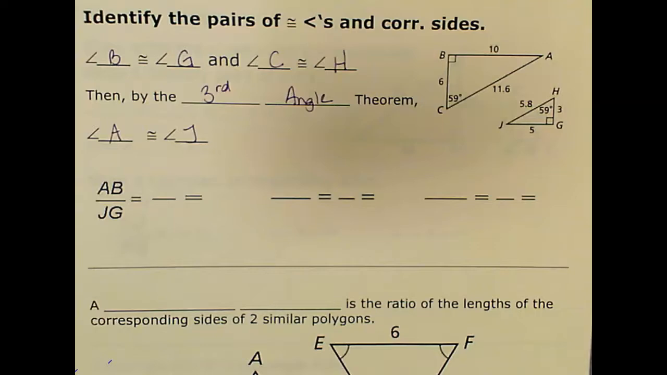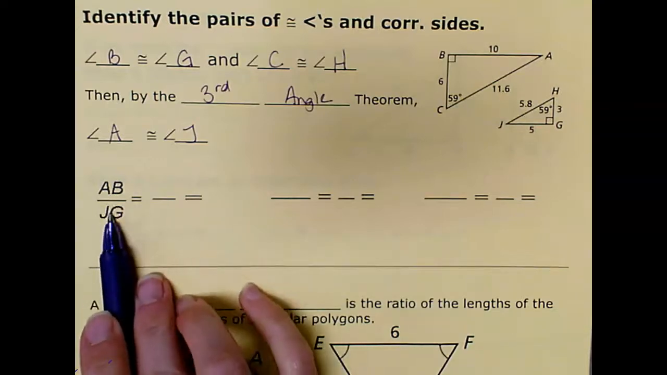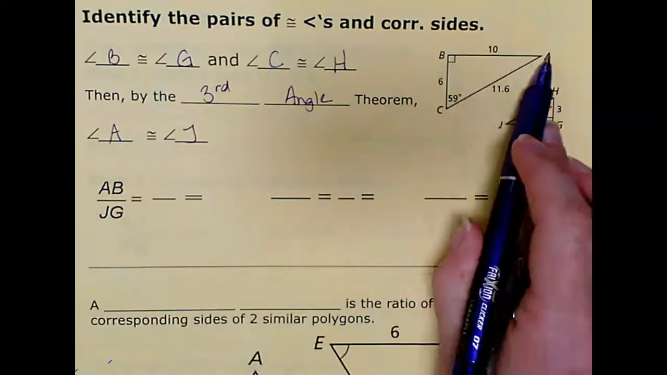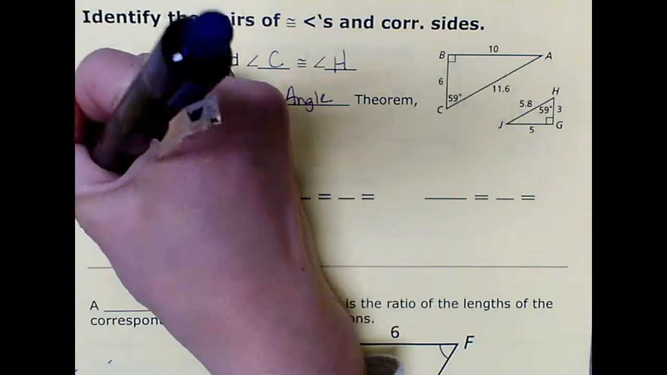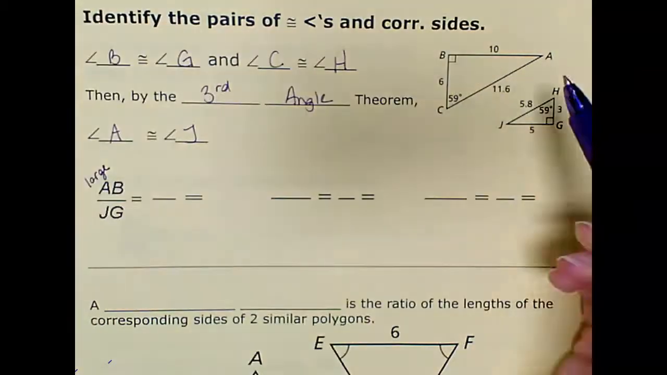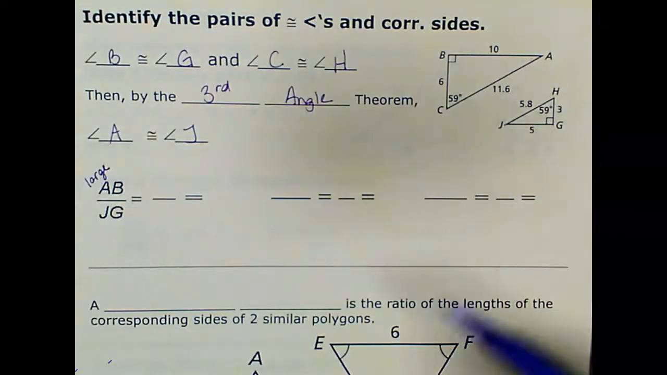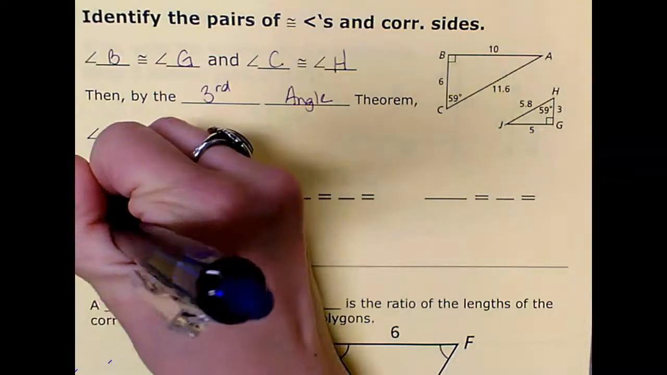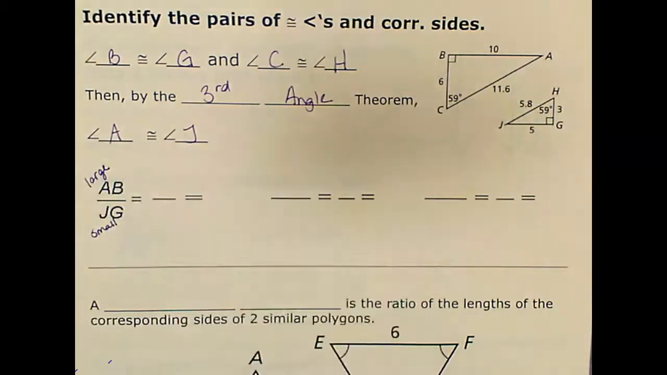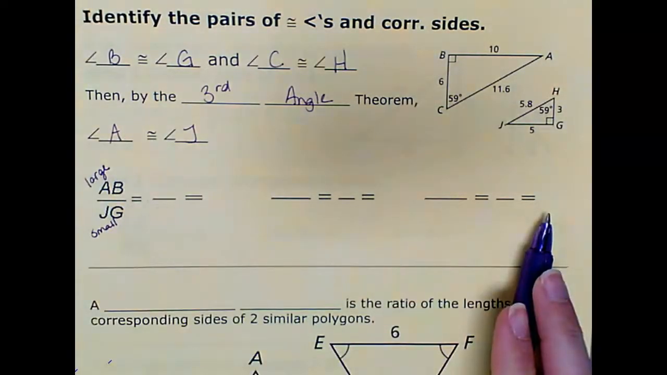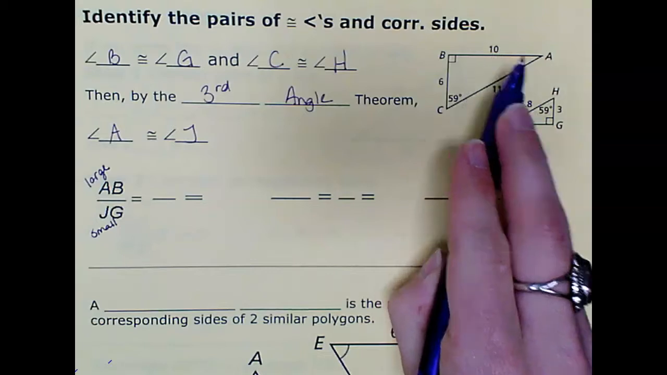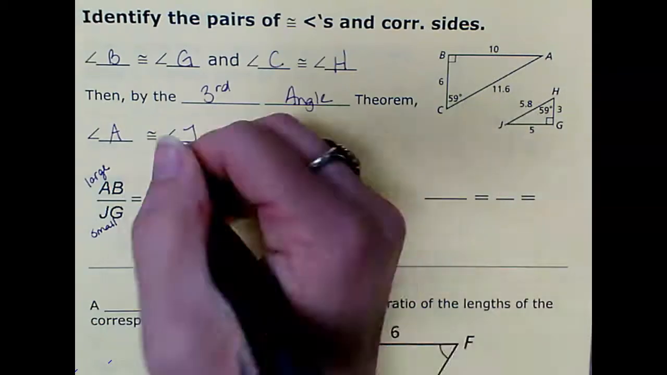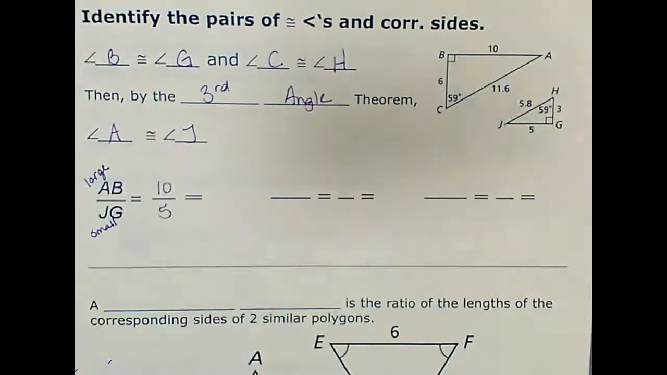Now all I have to do is to determine if the corresponding sides are proportional. So I already have one ratio that's kind of laid out for me. Side AB comes from the larger triangle, and side JG comes from the smaller triangle. So I'm going to have large number over small number in all of my ratios. AB has a length of 10, JG has a length of 5. So 10 over 5 simplifies to 2.